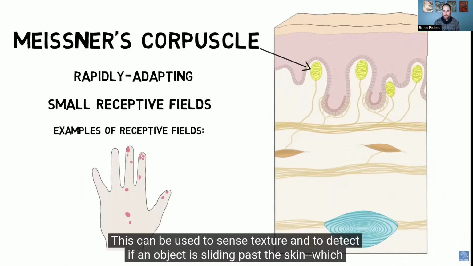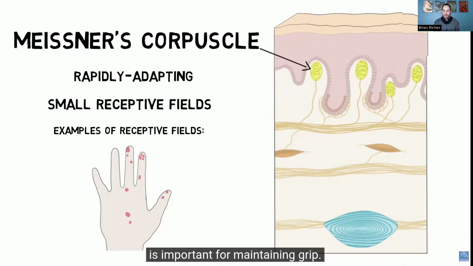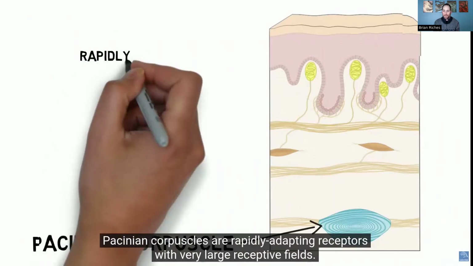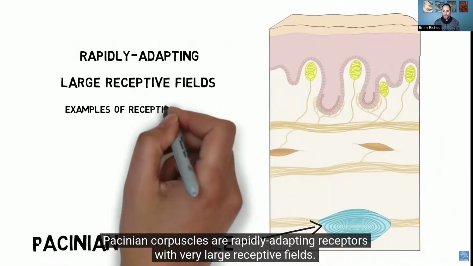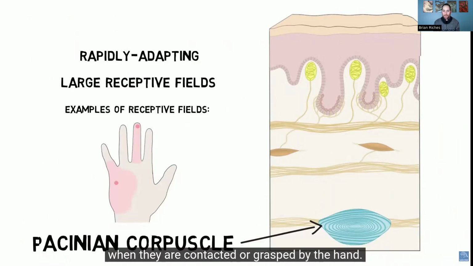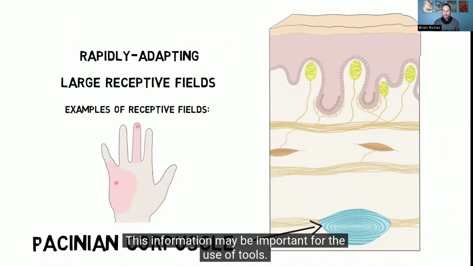This can be used to sense texture and to detect if an object is sliding past the skin, which is important for maintaining grip. Pacinian corpuscles are rapidly adapting receptors with very large receptive fields. They are thought to be most effective at transmitting information about vibrations objects cause when they are contacted or grasped by the hand. This information may be important for the use of tools.